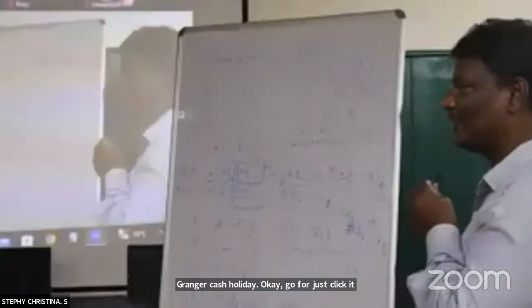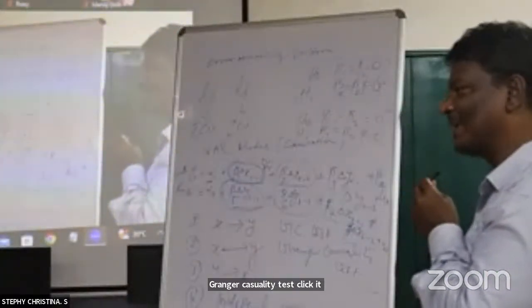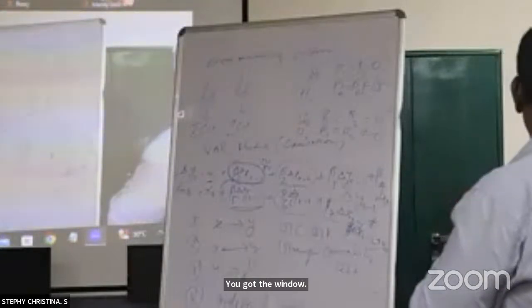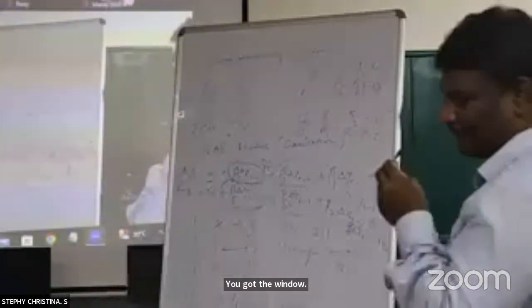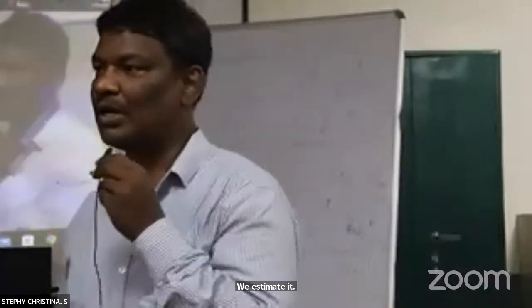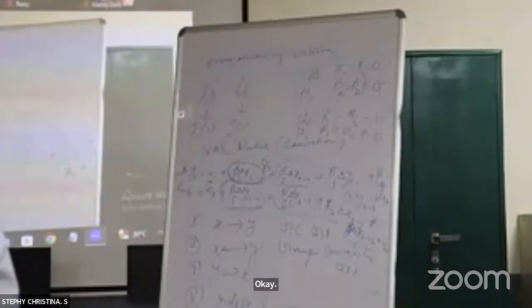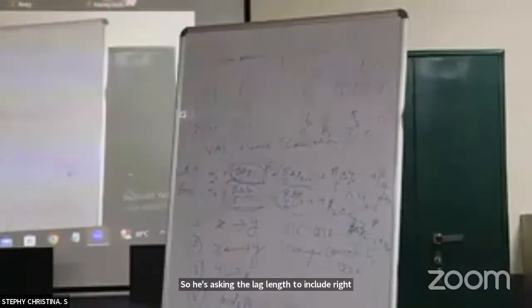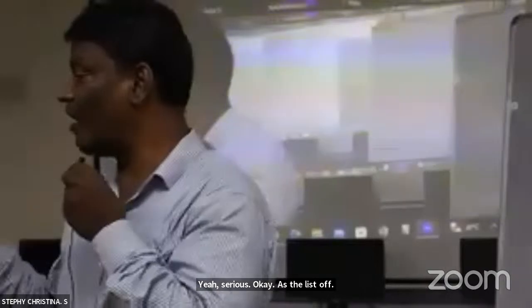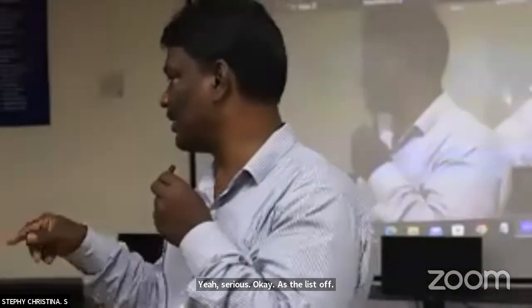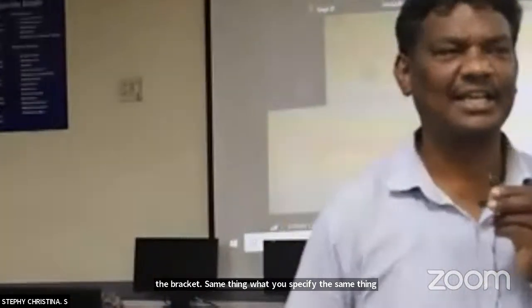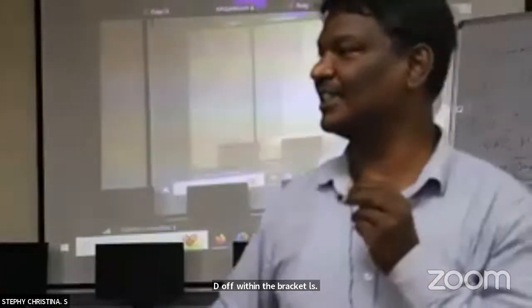You got the window. Oh, estimated. Okay. So it is asking the lag length to include, right? Yeah, series. Okay, it asks for the list of series. First one, D of, open the bracket, LS. Same thing what you specified, the same thing. D of within the bracket LS. Space. D of within the bracket LF.